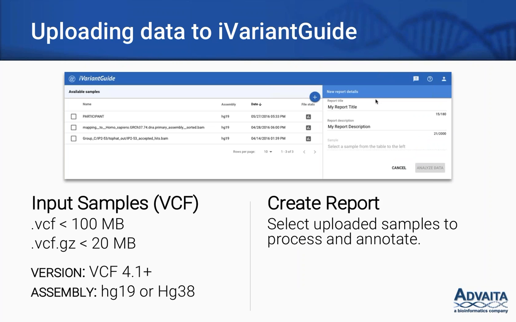iVariantGuide accepts samples in the form of VCF files, version 4.1 or later. There are a couple of size limitations. In order to ensure that the interface retains its snappiness and your interactive filtering experience is satisfactory, we take VCFs smaller than 100 megabytes or zipped VCFs smaller than 20 megabytes. Once your samples are uploaded, you can use them to create a report, and you will receive an email when it's done annotating just a few minutes later.